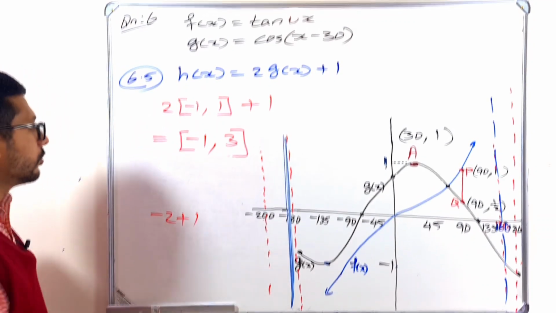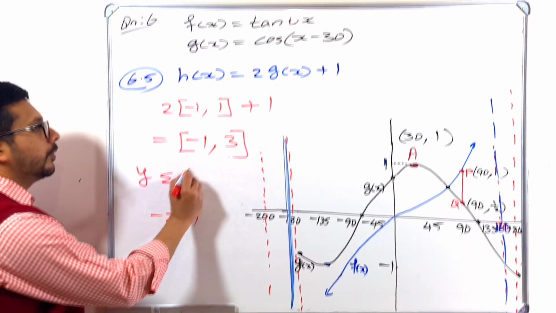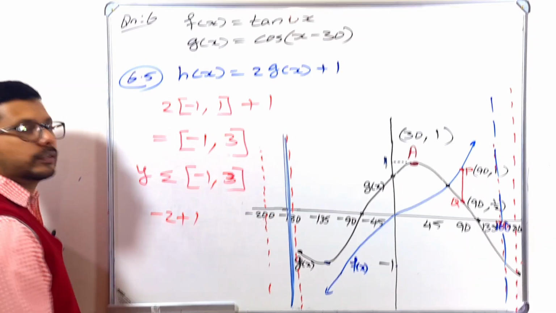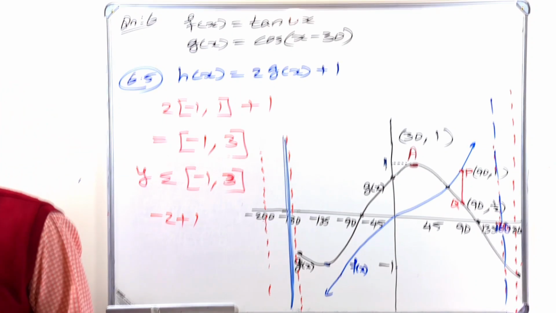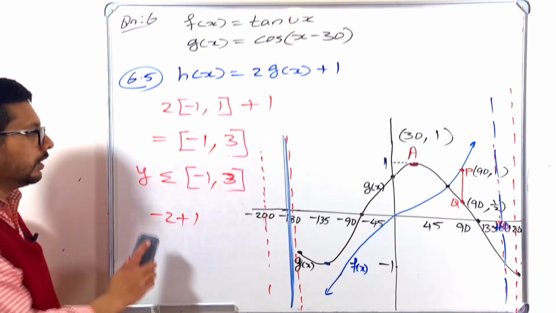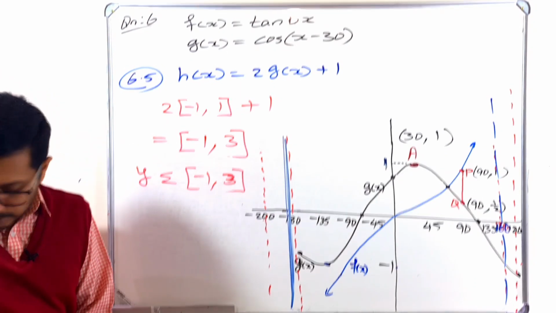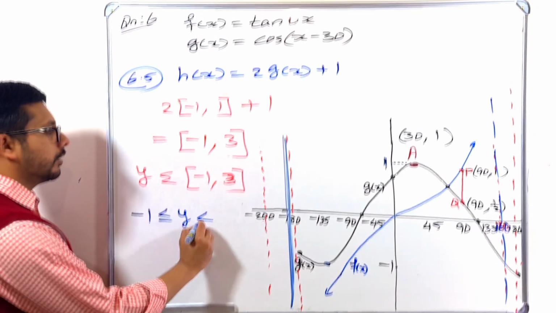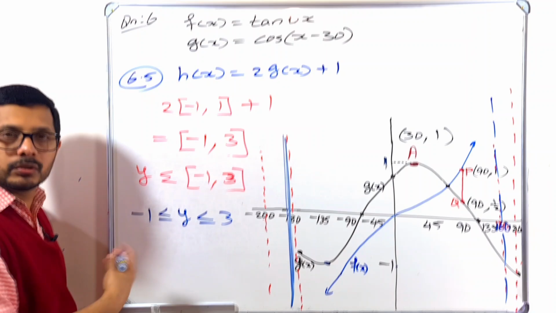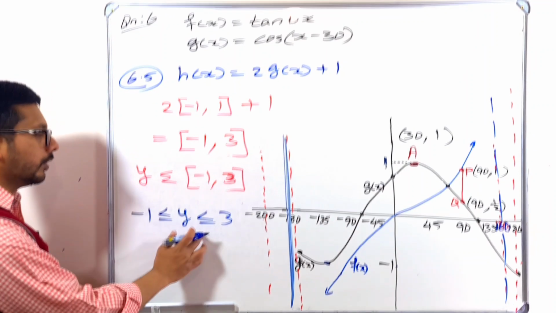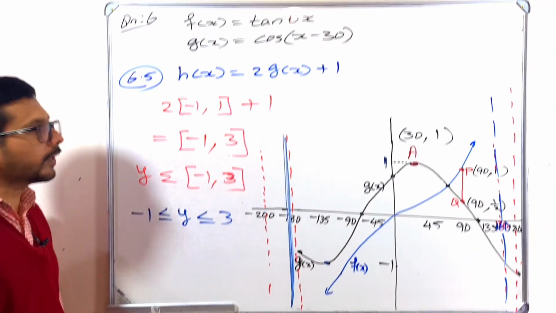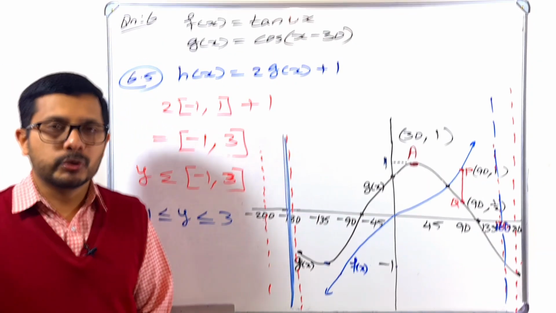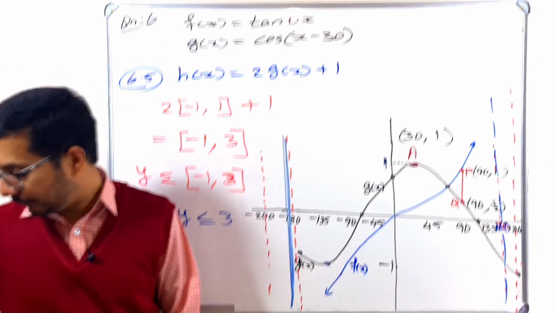That is the range. So you can write y is an element of minus 1 to 3. Or some schools, maybe in your school you studied like this to write the range: minus 1 less than or equal to y less than or equal to 3. That is also the same. Y is an element of between these two values. Okay, so that is question number 6.5. Now we have to move to question number 7.